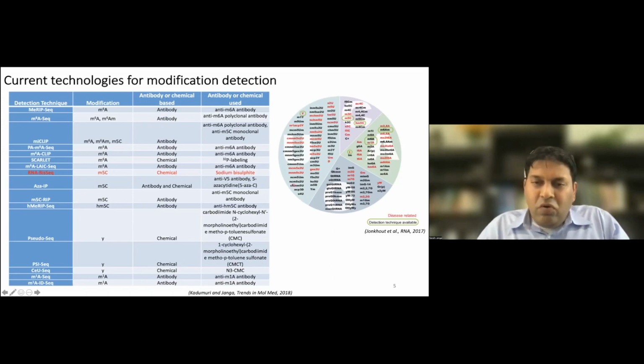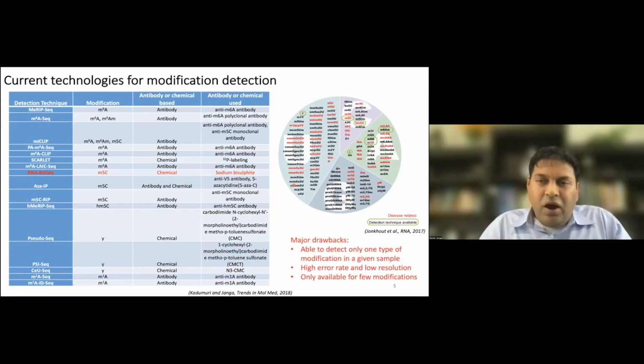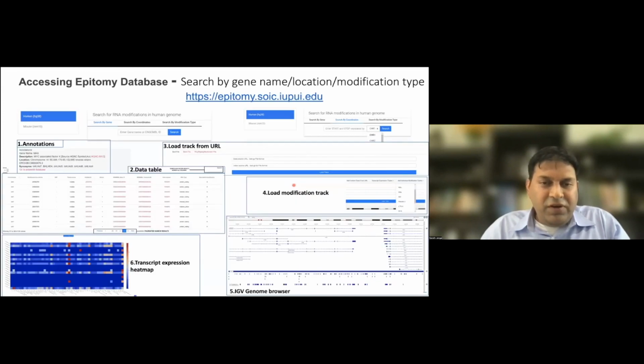Now, what we know from several studies is that there are relatively few techniques for these modifications, and most of these techniques are unique to each modification. So they would detect only one type of modification in a given sample. They would often have a higher error rate or low resolution. And again, Yuri and other colleagues have pointed out these challenges. In any case, each of these is available for one or at most sometimes a couple of modifications with slight modifications. So if you wanted to map these modifications in a cell line, you would have to use multiple methods to map the bunch of modifications.